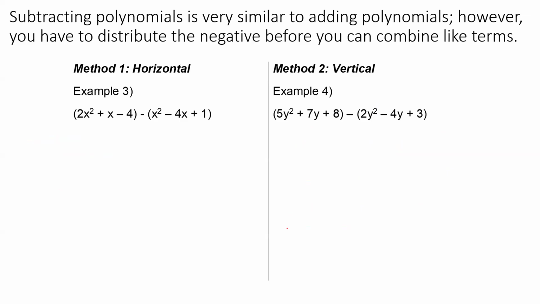The only difference between adding and subtracting is that before you can start combining like terms, you have to distribute your negative. You have to distribute the subtraction. So notice here we have 2x squared plus x minus 4 minus x squared minus 4x plus 1. I'm going to have to distribute this negative to every term inside.